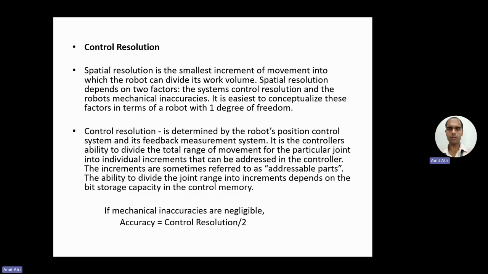Next is control resolution. It is determined by the robot's position control system and its feedback measurement system. The feedback system, something in the basic system we studied, was using the sensor. So it is the controller's ability to divide the total range of movement for the particular joint into individual increments that can be addressed in the controller. The increments are sometimes referred to as addressable points. The ability to divide the joint range into increments depends on the bit storage capability in the controller memory. If we neglect mechanical inaccuracies, then accuracy is equal to control resolution divided by 2, meaning half of the control resolution.